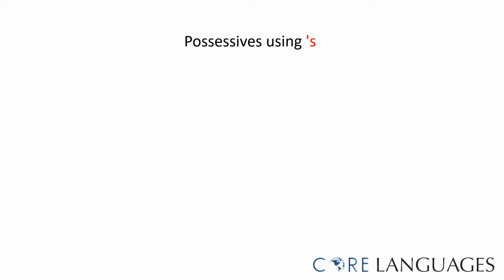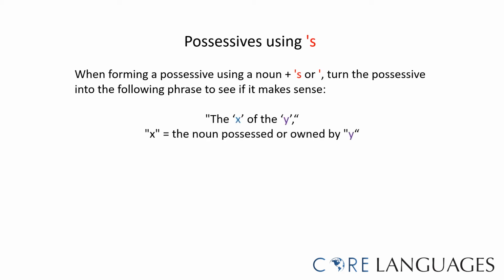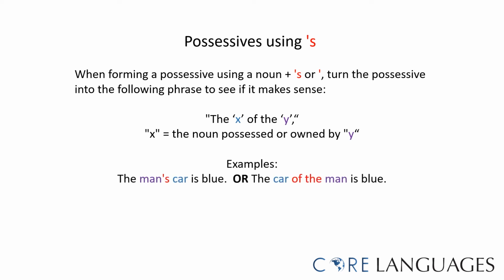If you are unsure of whether you can use the apostrophe S, try the following exercise. Turn the possessive into the following phrase to see if it makes sense. The X of the Y. X is the noun that is possessed or owned by Y. For example, the man's car is blue. Man is Y and car is X. You could also say the car of the man is blue.